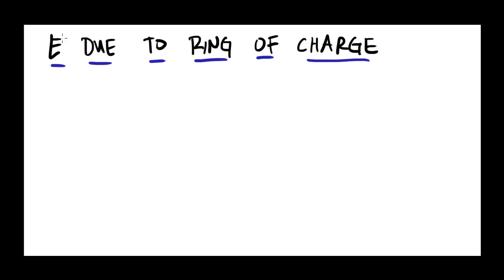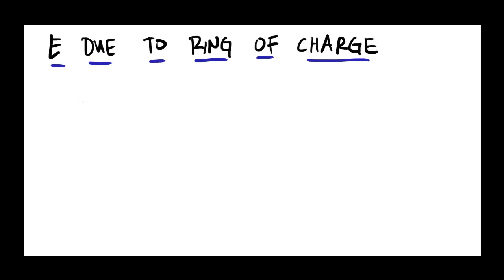Okay, in this video we're going to look at another situation where we have a configuration of continuous charge distribution, and we're going to again try to see if we can calculate the magnitude of the electric field at some point away from this charge configuration. This will be a little bit more complicated because we're going to think about a more sophisticated arrangement of charge, and that's a ring of charge.